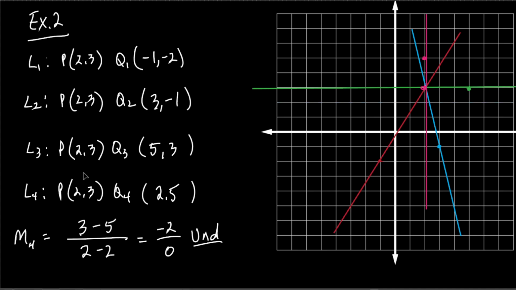They all intersect at (2, 3) because they all had (2, 3) as the same point, but they all look different. We got a positive, a negative, a 0, and an undefined. That should help you visualize the difference of what these slopes look like. The red one goes up because it's positive. The blue one goes down because it's negative. The green one is flat because it's a 0 slope, and the pink one goes up and down. It's completely vertical, and that's an undefined slope.